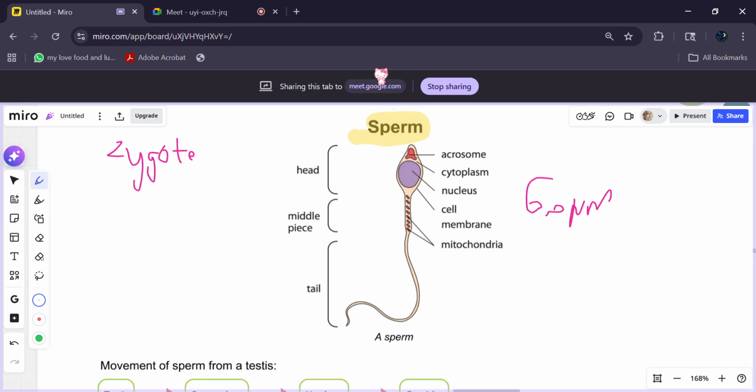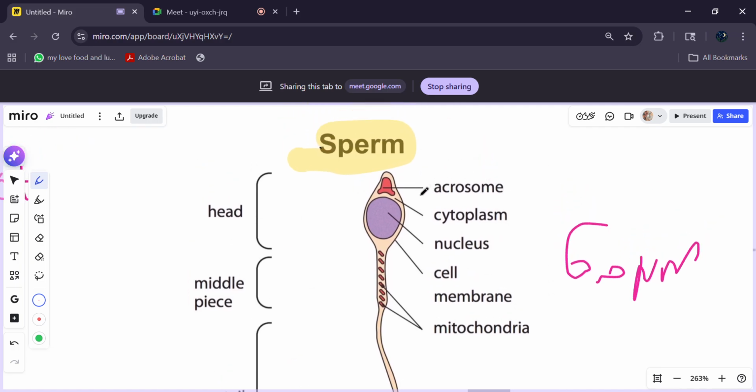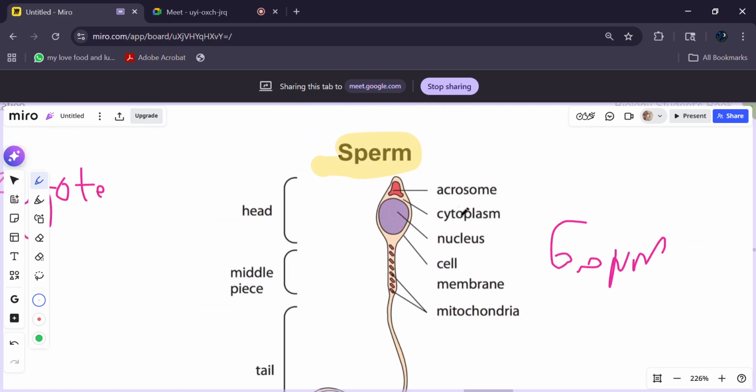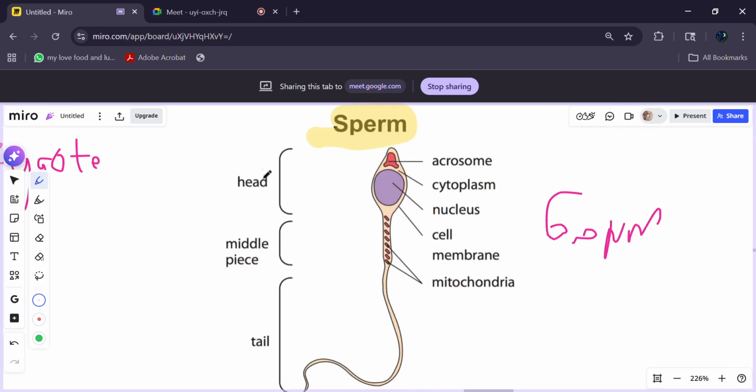And now let's talk about the parts of the sperm. Now a sperm is a type of cell, and it contains a nucleus, cytoplasm, and some few other parts that help it do its functions. Now the sperm is split into three pieces: the head, the middle piece, and the tail. Now the head is about 2.5 nanometers wide.